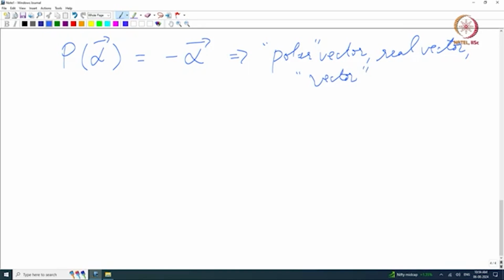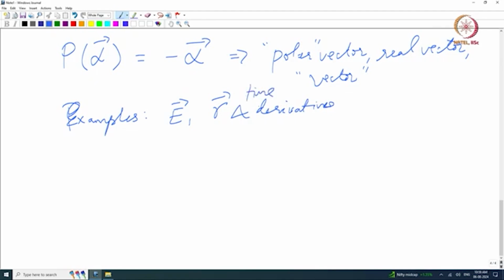Okay. So conversely, wait, before we get there, can you name some polar vectors? We just saw one, electric field. Yeah, exactly. Position itself and derivatives of it, and time derivatives. Good. Force, as we just saw, and so on. Okay, good.